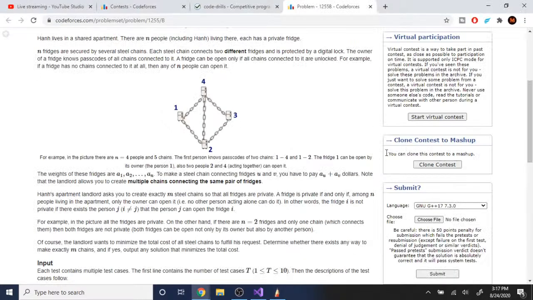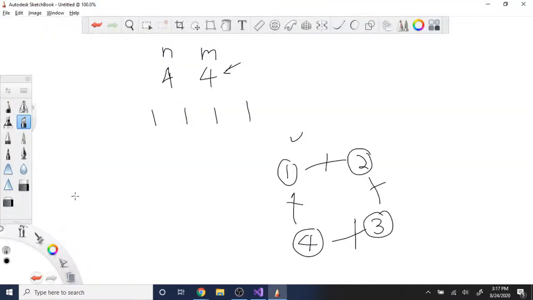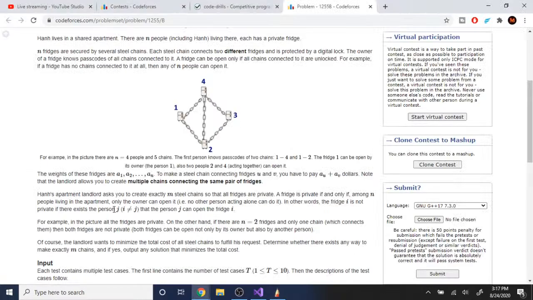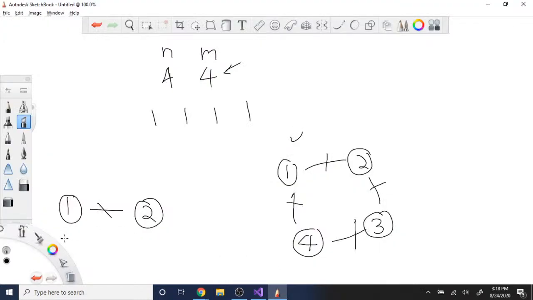But let's say I have n equal to 2 fridges. So in this case, it's this, and I were to unlock this. Wait, hold up. If I were to unlock this, what did they say? They said that both fridges can be opened not only by one person, but by another person as well. This would be unlocked by one person, but also 2 people become unlocked.